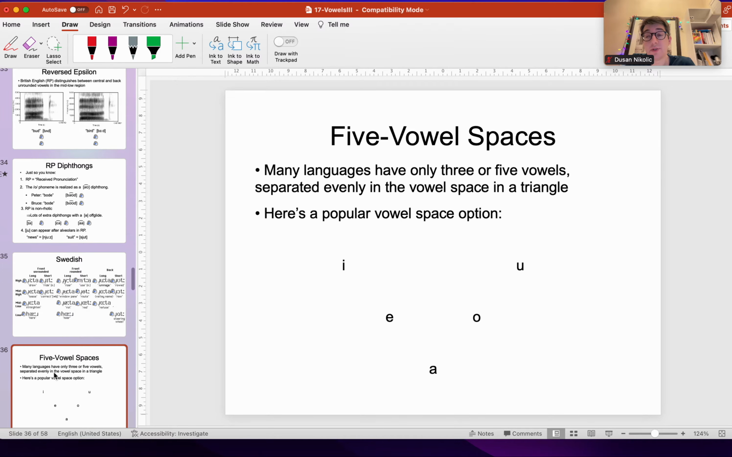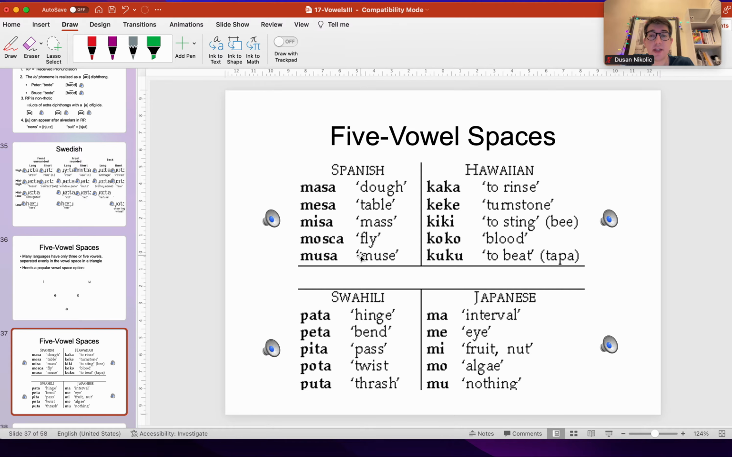And this vowel space is present, for example, in Spanish, Hawaiian, Swahili, and we've already talked about that. I think we've already listened to these, but it's nice to listen to them again and sing along.